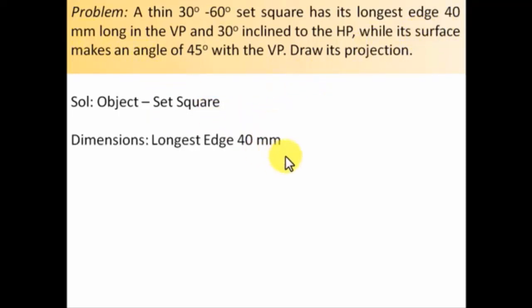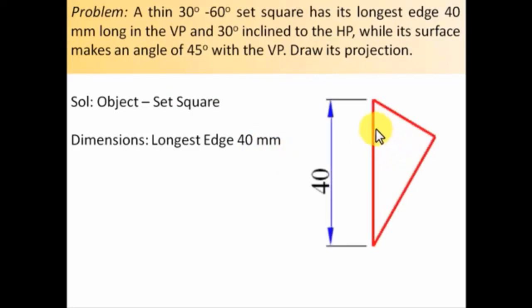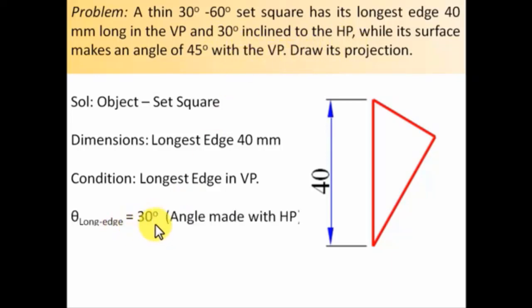So what exactly is a set square? Here it is. That's the set square. This angle over here is a 60 degree angle, and this angle over here is a 30 degree angle. Now one more condition that we have got to look at is that this longest edge is in the VP. So that in itself is a condition. Let us write this down. Longest edge in VP. Apart from this longest edge being in the VP, it is also inclined at an angle of 30 degrees to the HP. So theta longest edge is equal to 30 degrees.